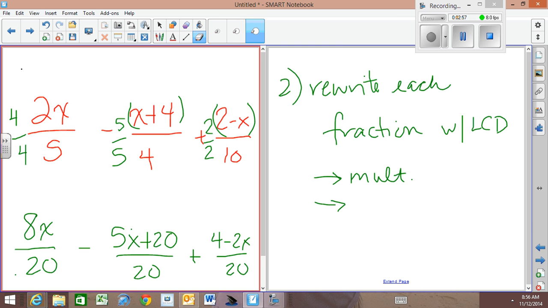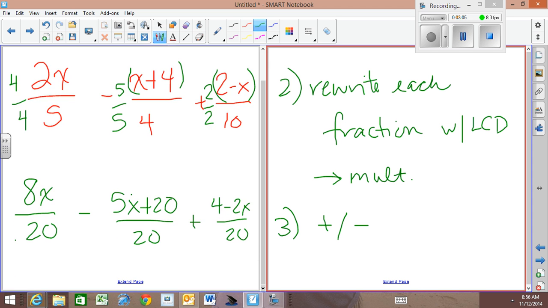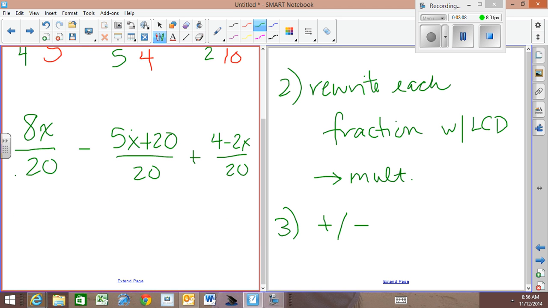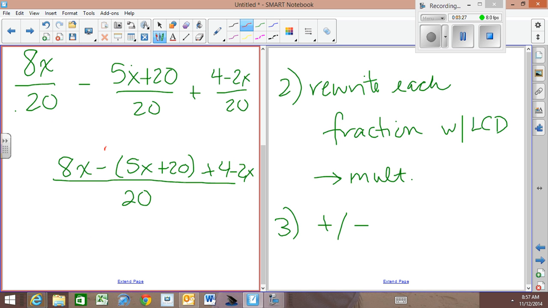Once you've rewritten each fraction with the common denominator that you want, now you want to do all the addition and subtraction. The goal of rewriting each fraction with a common denominator is so that you can write the expression as one single fraction. So that's why after every denominator has been changed to the same thing, we just combine all the numerators together into a single fraction. So remember, when you are subtracting a fraction, it means you have to subtract all the terms in the numerator. So I'm going to distribute the negative.